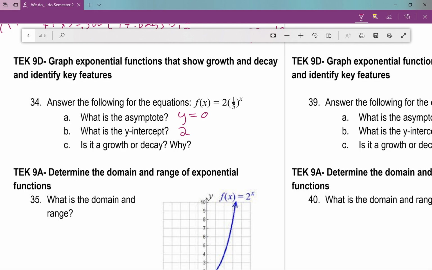C says, is it a growth or a decay? Why? So in order to find out if it's a growth or decay, we need to look at this number that's inside the parentheses. If that number is greater than 1, it is a growth. And if it's less than 1, it's a decay. So since 1/5 is less than 1, it is a decay. So I'm going to write decay, and I'm going to write 1/5 is less than 1. And you could even check that on your calculator. You could type that whole thing, and it should tell you that that's true. 1/5 is less than 1.